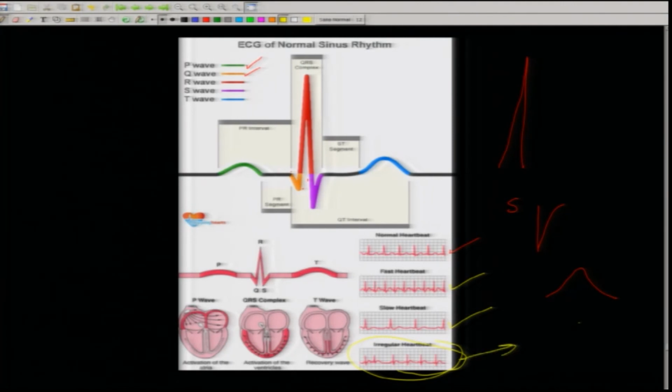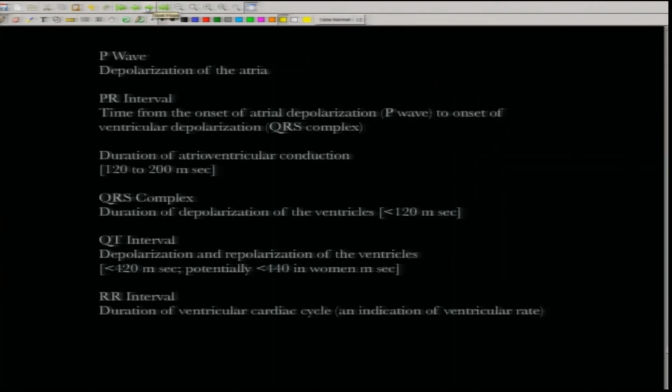So, this is the one which worries the hell out of a doctor whenever you see an irregular heartbeat. Okay. Now, the P wave basically signifies the depolarization of the atria.